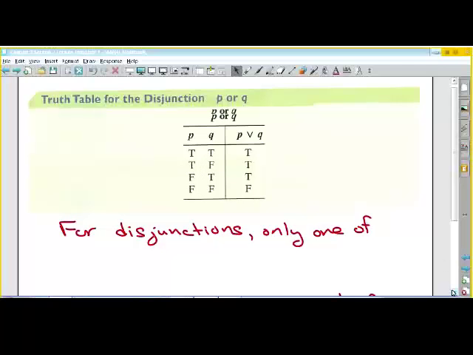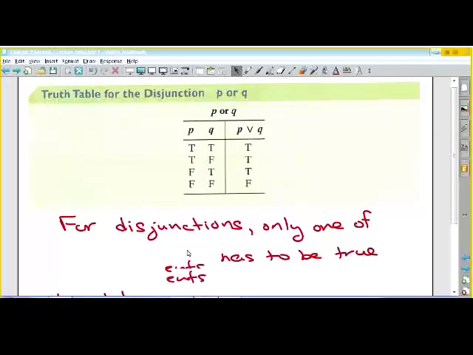So for disjunctions, only one of the statements has to be true. Or you can say the only time a disjunction is false is if they're both false. That's the way I remember it. Either one works: you could say just one of them has to be true, or both have to be false to be false.